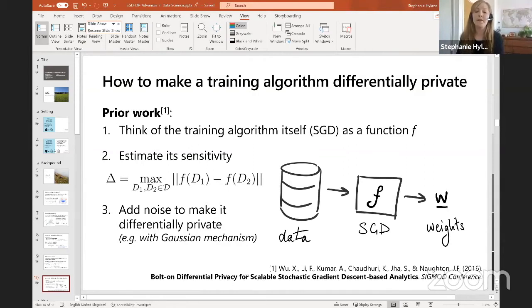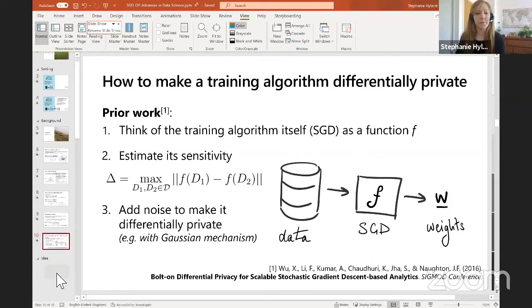And in this case, they had to restrict themselves to only convex loss functions in order to actually estimate the sensitivity here. But nonetheless, they demonstrated that you can do this. And this is the primary comparison work that I will be talking about throughout the rest of this talk.